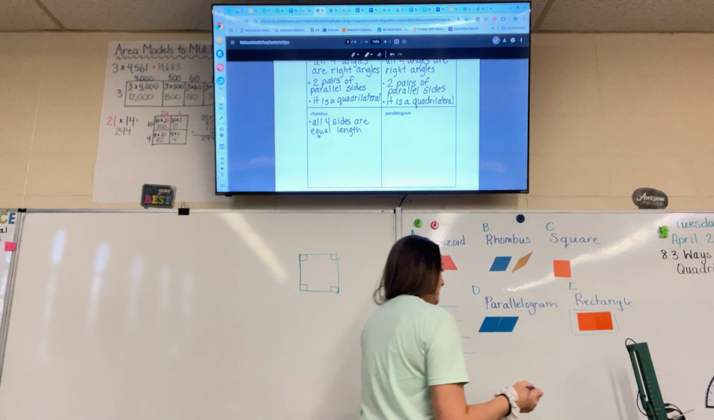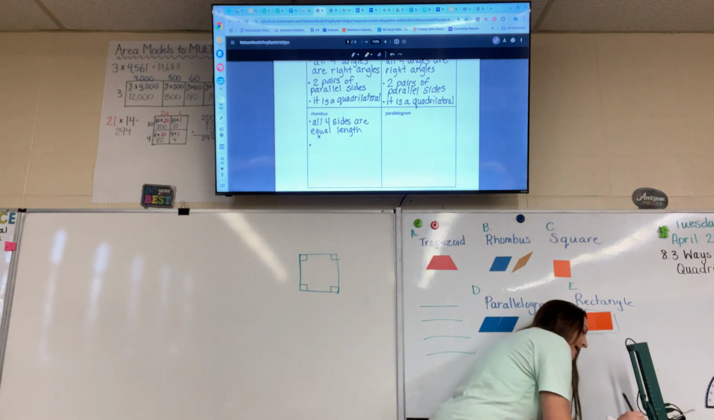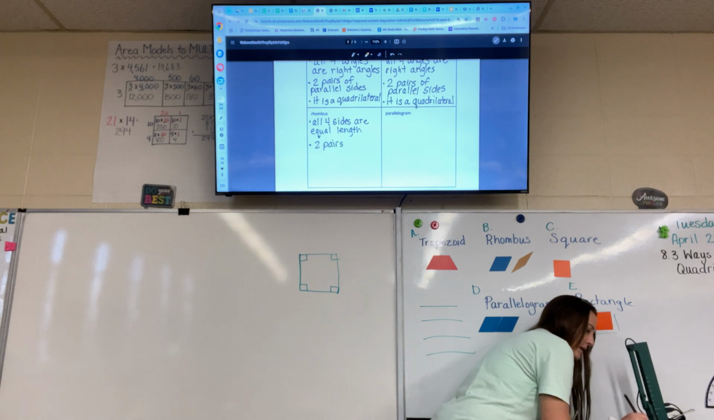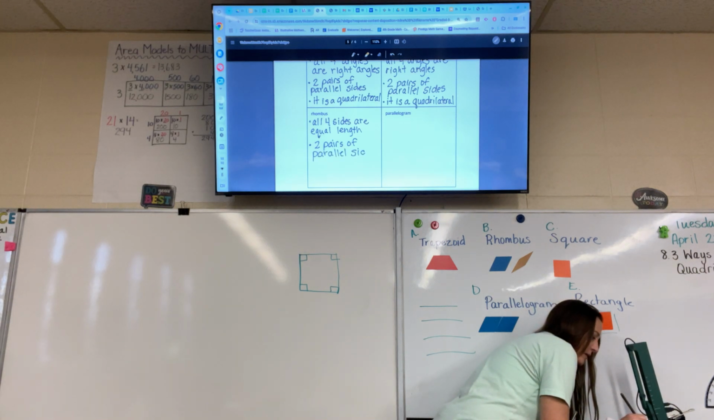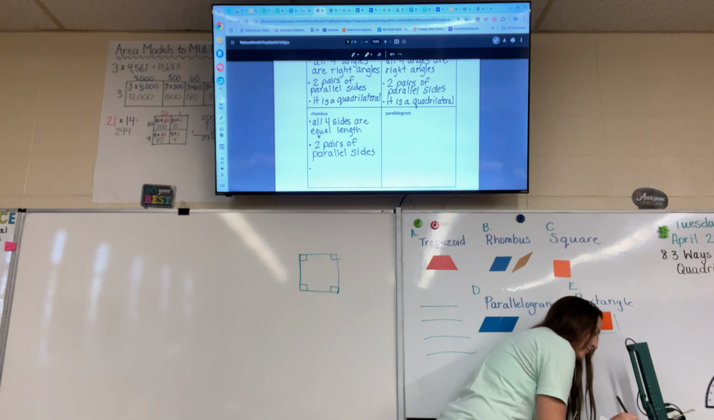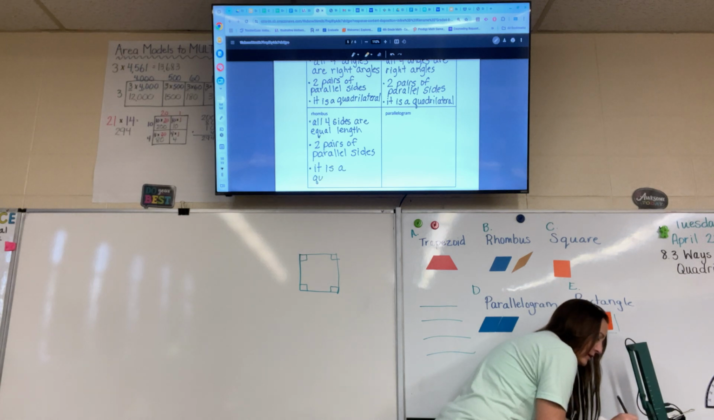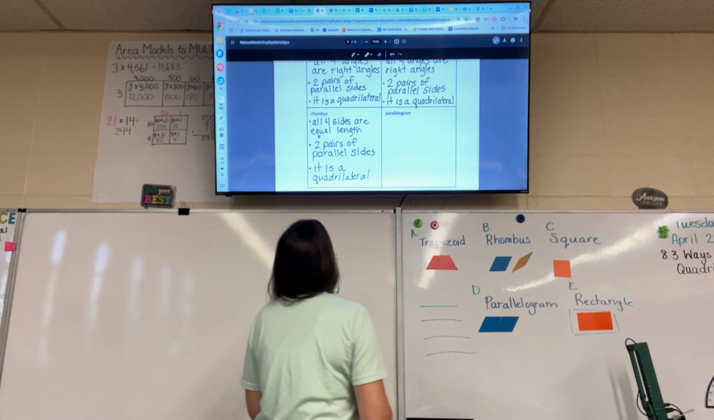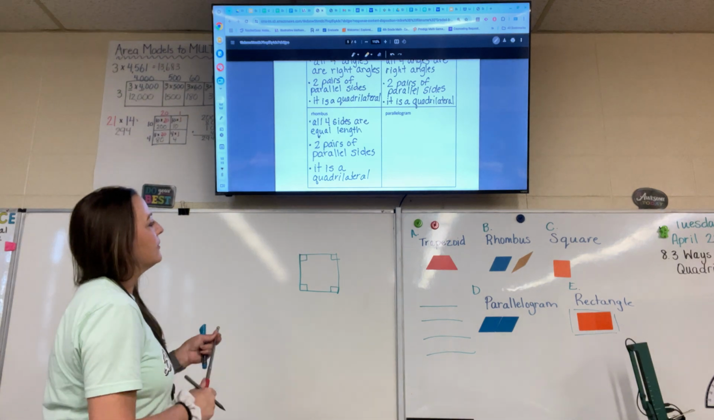Yes. A rhombus has to have 2 pairs of parallel sides. And like the others, a rhombus is a quadrilateral. Okay. Last one, parallelogram.